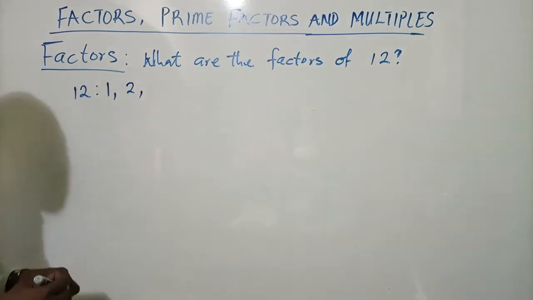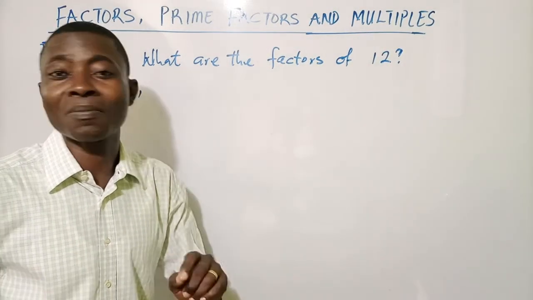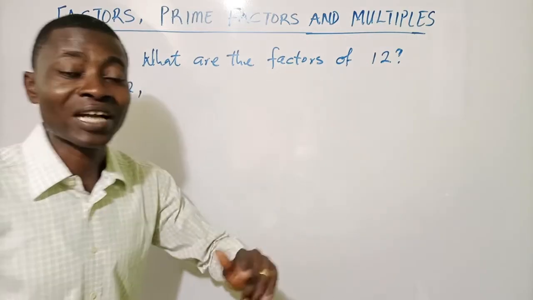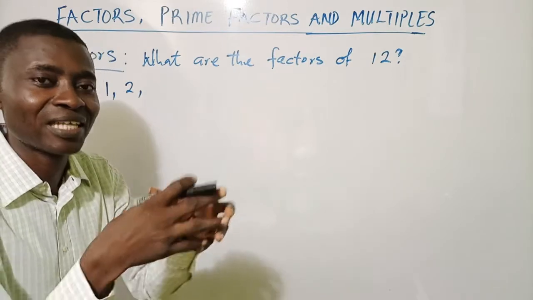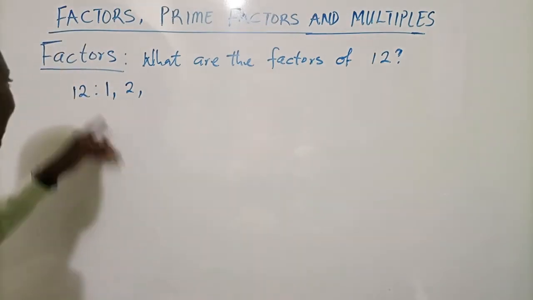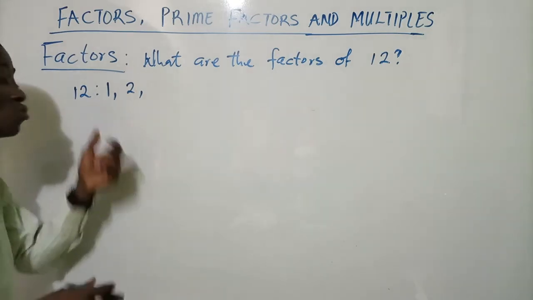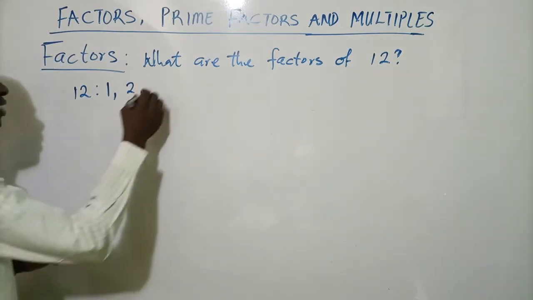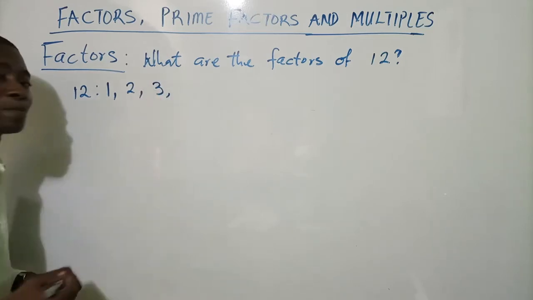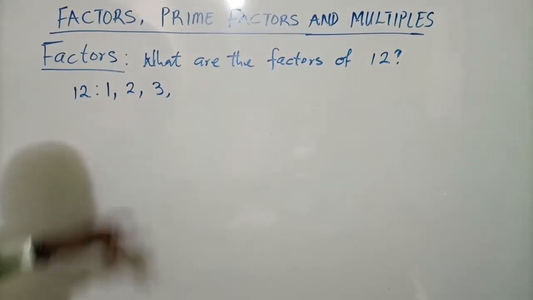Now, going back to our divisibility rule again, we mentioned that a number is divisible by 3 if the sum of its digits is a multiple of 3. Look at it now. What is the sum of the digits of 12? 1 plus 2 is 3. Is 3 a multiple of 3? Yes. So 3 is also a factor.